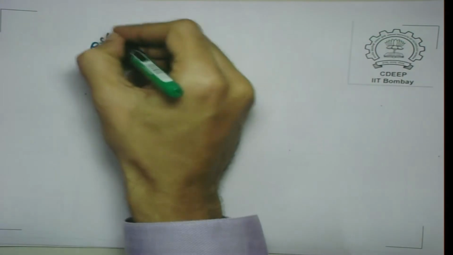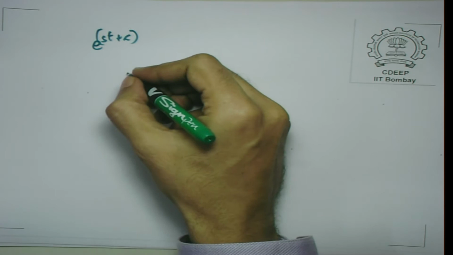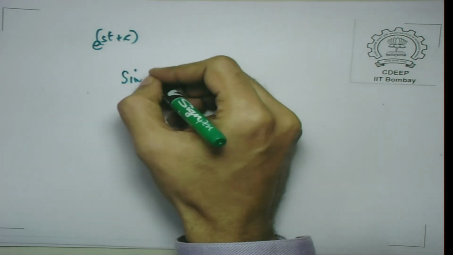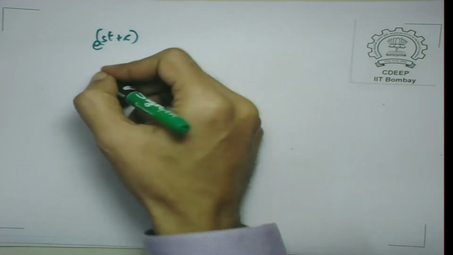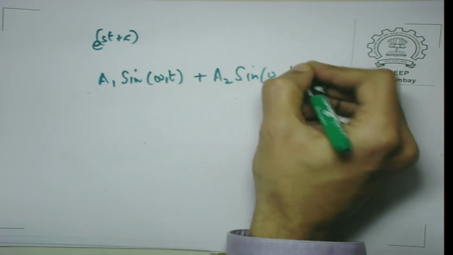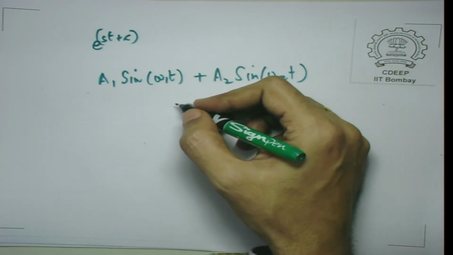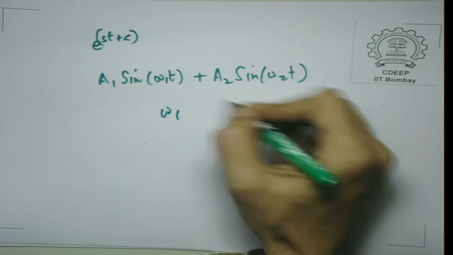Now, one of the important points is what happens in case you do not have one input, but for example, you have an input of various frequencies. E raised to st plus alpha I said was a generic input, but what if I have, for example, a1 sine omega 1 t plus a2 sine omega 2 t? I mentioned some time back, if you have two inputs, then the sinusoidal steady state behavior will also consist of omega 1 and omega 2 frequencies.